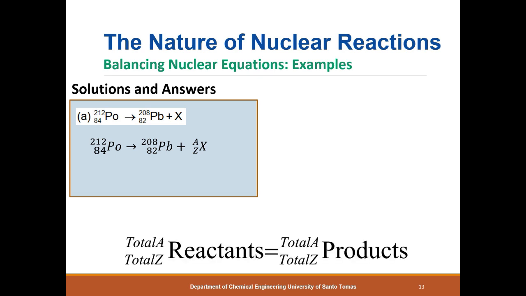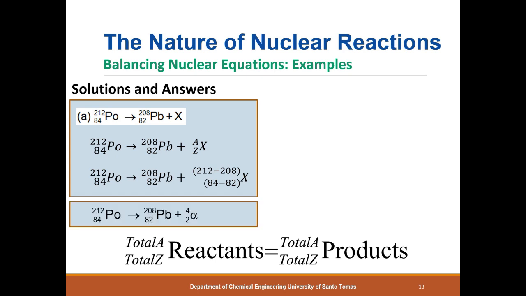Applying our rules of balancing the atomic number and mass number, we balance the mass number by subtracting 208 from 212, and we balance the atomic number by subtracting 82 from 84. This results in an X that must have a mass number of 4 and an atomic number of 2, which means that this is an alpha particle. Enclosed here is the balanced equation for this nuclear reaction.